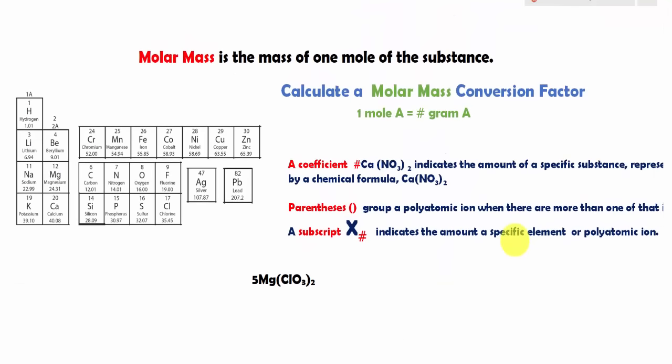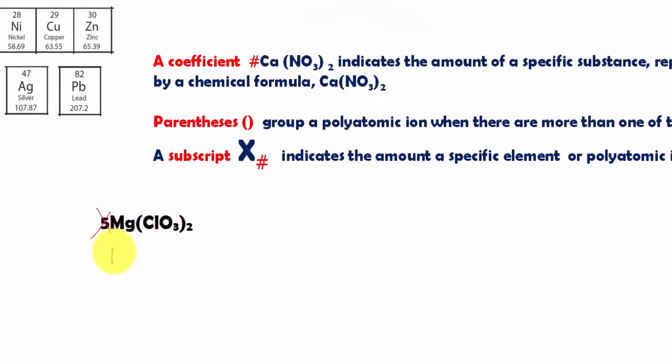Let's try another one. Again, we can ignore the coefficient. In this case, Mg is just 1. And Cl, in this case, because of that 2 right there, indicates 2 of Cl, so we have 2 Cl. But what about the O? The oxygen, 2 of 3, gives us 6 oxygen.